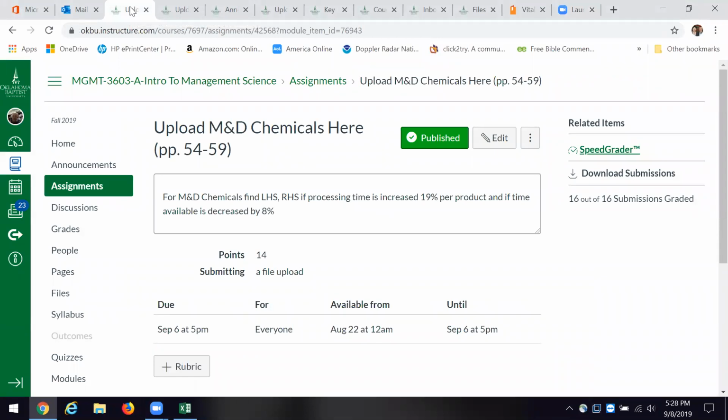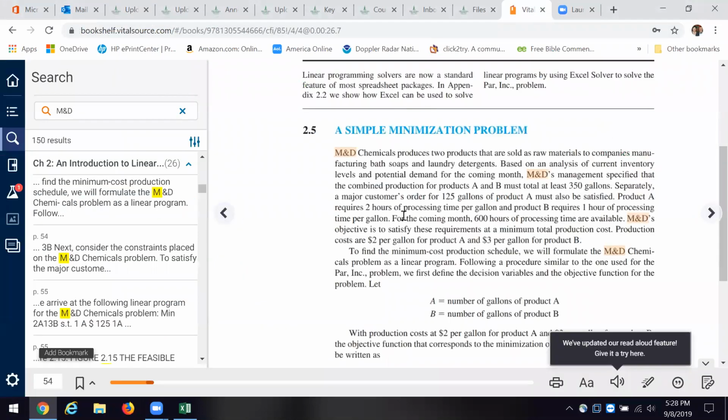Okay, everybody, we're going to do M&D Chemicals now. There seem to be some problems with it as well, and I'm going to post this in the announcements when I'm through with it. Here it is, and I give you the text reference there, pages 54 through 59 out of the textbook, and it starts over on page 54.